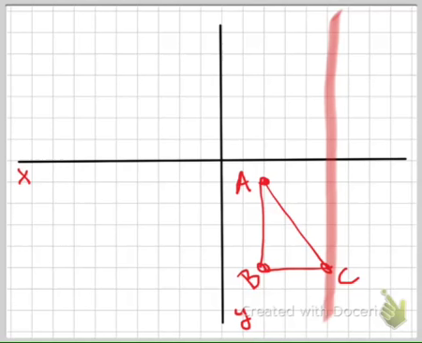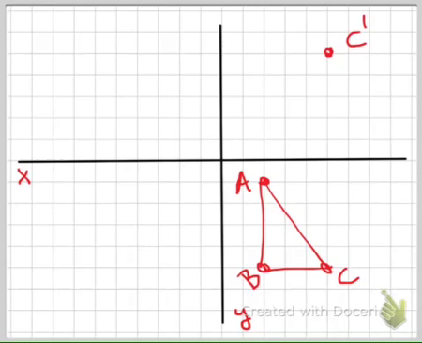So C is going to remain on that same line. Right now, that point is 1, 2, 3, 4, 5 away from the x-axis. It's going to stay on the same line, and it will remain 5 away from the x-axis. So there's my C prime.